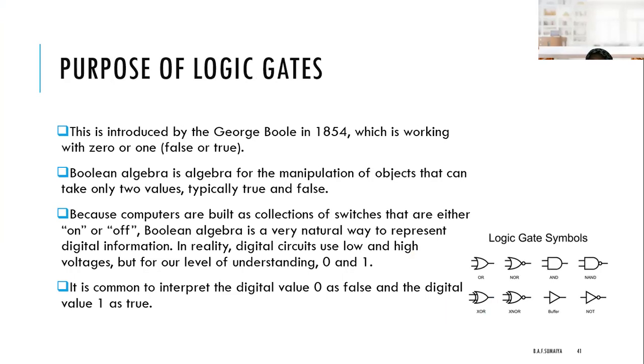Because computers are built as collections of switches that are either on or off, Boolean algebra is a very natural way to represent digital information. In reality, digital circuits use low and high voltages, but for our level of understanding, 0 and 1. It is common to interpret digital value 0 as false and digital value 1 as true. Logic gate symbols: OR gate, NOR gate, AND gate, NAND gate, XOR gate, XNOR gate, NOT gate, and so on.